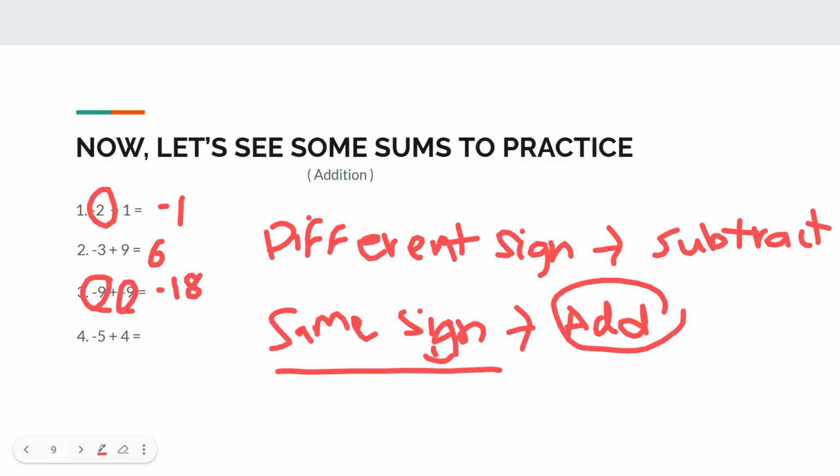Number 4. Here my first number is negative and my second number is positive. They both have different signs. That's why we're going to subtract here again, just like the first and second questions. So 5 minus 4 is 1, and my first one is negative over here, so you cannot see the sign, right? That's why it's negative. That's why my answer is also going to be negative. So thus my answer is -1.